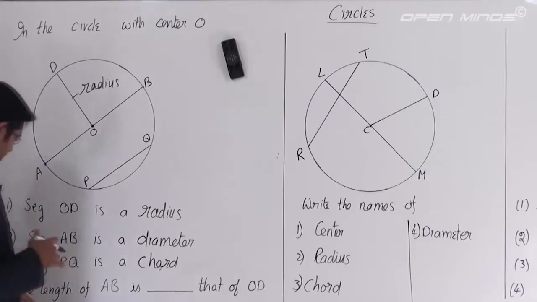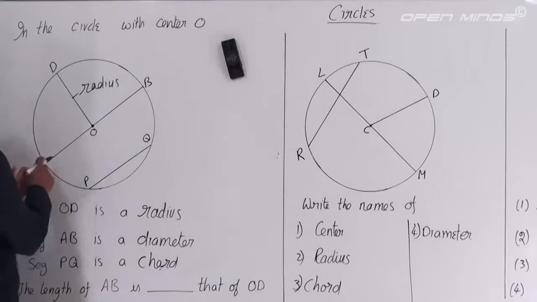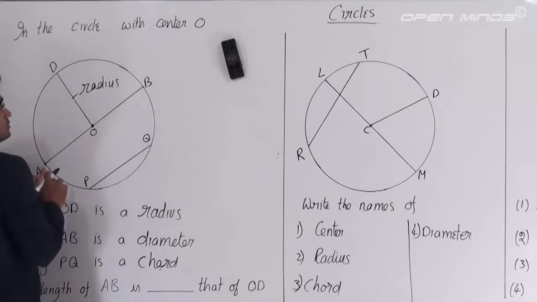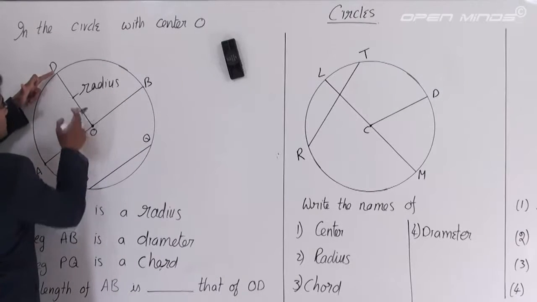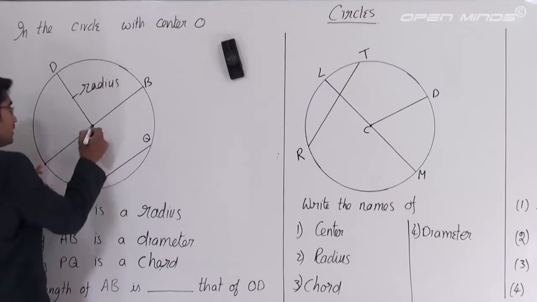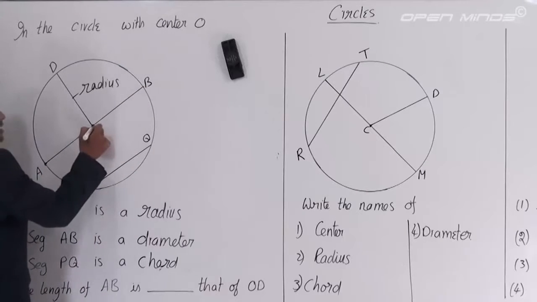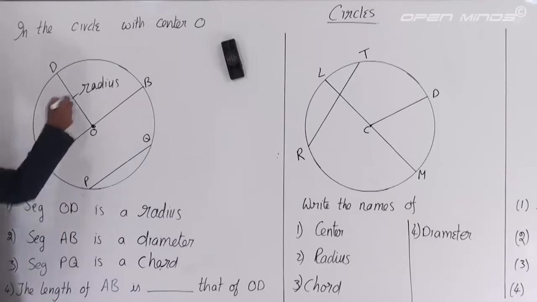Cool. What's the last thing? The length of AB is dash of the length of OD. We understand that AB is the diameter and OD is a radius. Now look at this. AB can be made up of two lines. Can I say OA and OB? Yes. OA is nothing but the radius, and OB is also a radius.